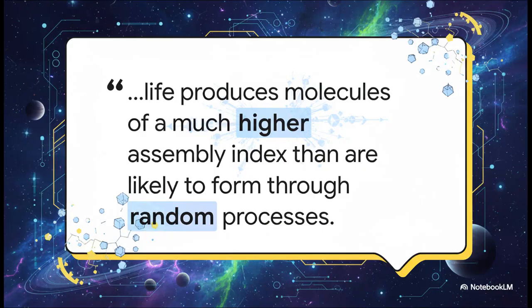And this is where things get really, really cool. The primary driver for developing this theory? It's astrobiology. The idea is that life produces molecules that are just way too complex. They have what's called a high assembly index, to have just formed by random chance in some primordial soup. So this could literally be a tool we use to detect life on other planets. We find a molecule with a high assembly index, and that could be a huge biosignature.